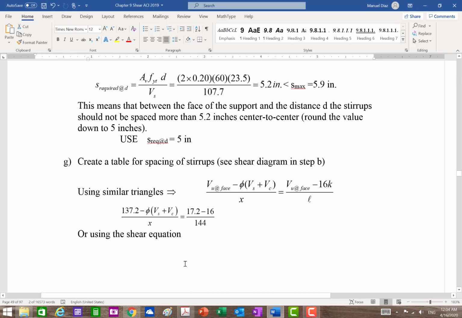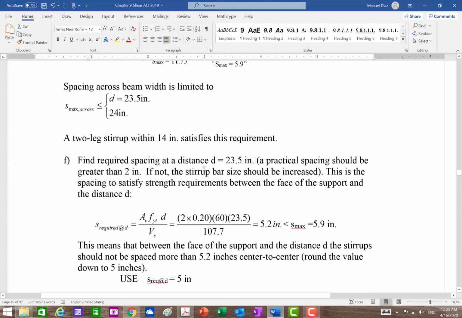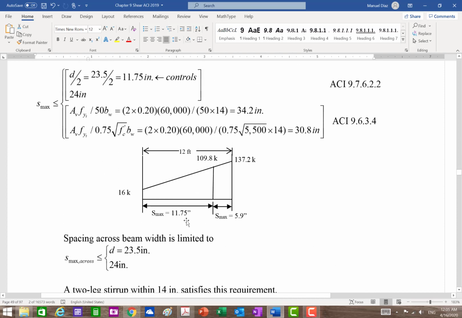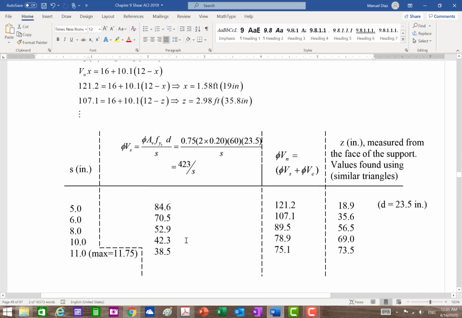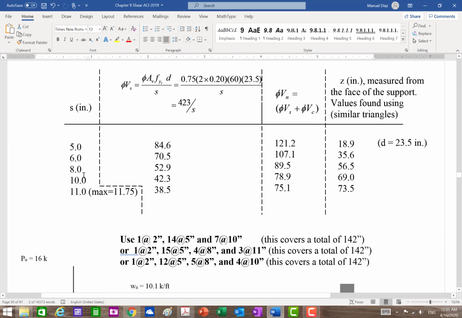Next, I need a table. Right? I need a table to go from what? From 5 to what? To 11, right? Which is my maximum. So I need a table to do that. So there it is. I need 5, 6, 8, 10, 11. Right? So that's there. And again, we create the formula here as a function of s. That will give us phi V sub s for each of these numbers. And then we add the concrete to these numbers, and we get the design strength.